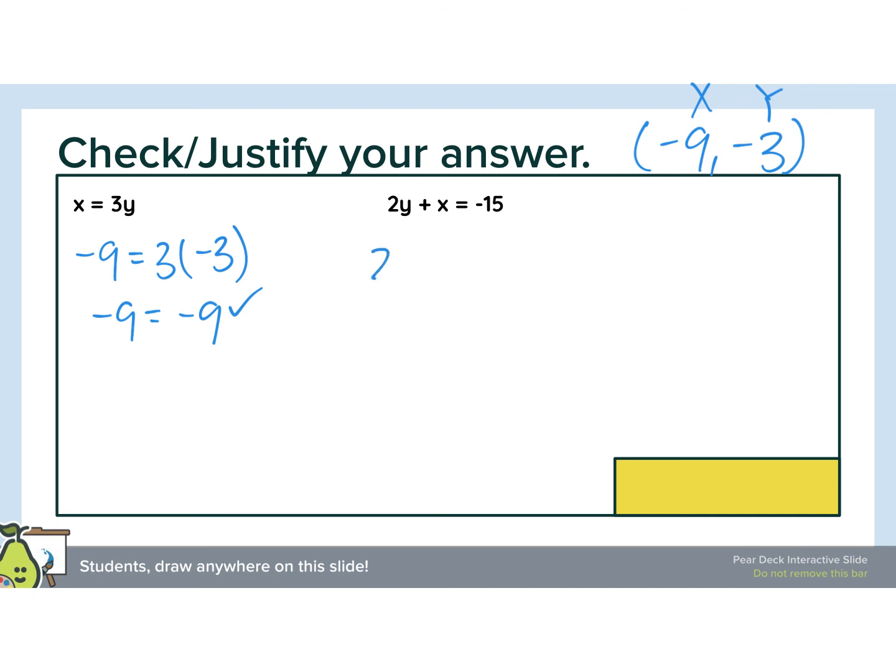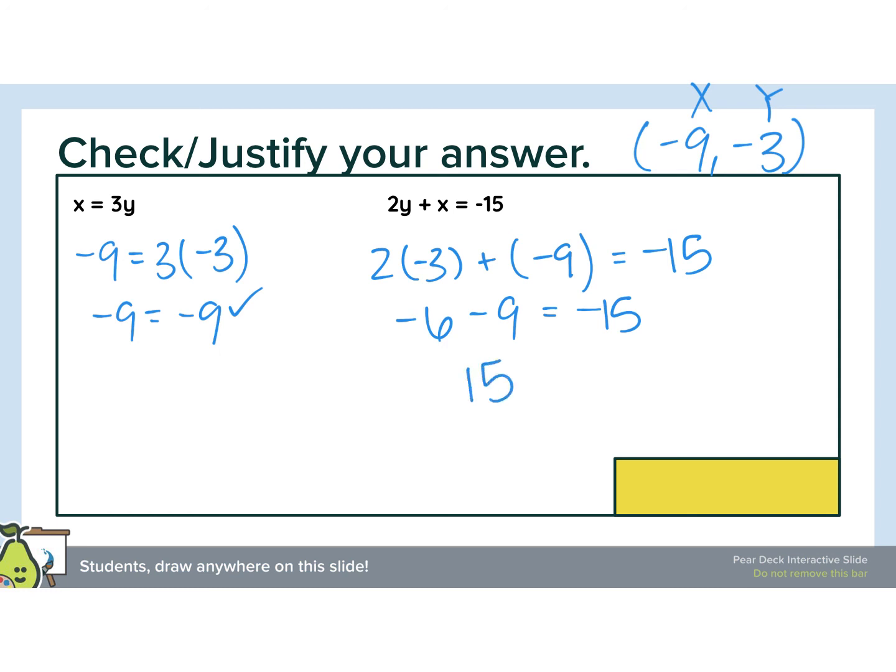Second equation. Y is negative 3. X is negative 9, so I'm going to put it in parentheses. And then we have a negative 15. So 2 times negative 3 is negative 6. Plus minus just means minus. I have two negative numbers, so I'm going to add them together. And I'm going to keep their sign, which is negative. So I get the same number on both sides. It checks out. This is, in fact, the answer. And we are done.